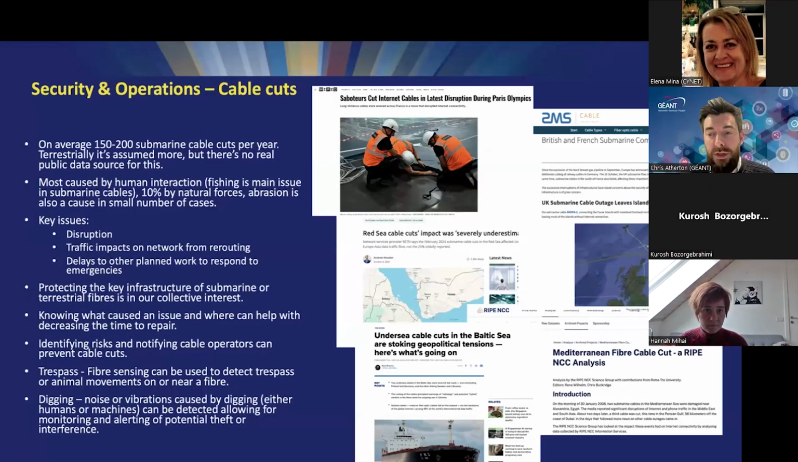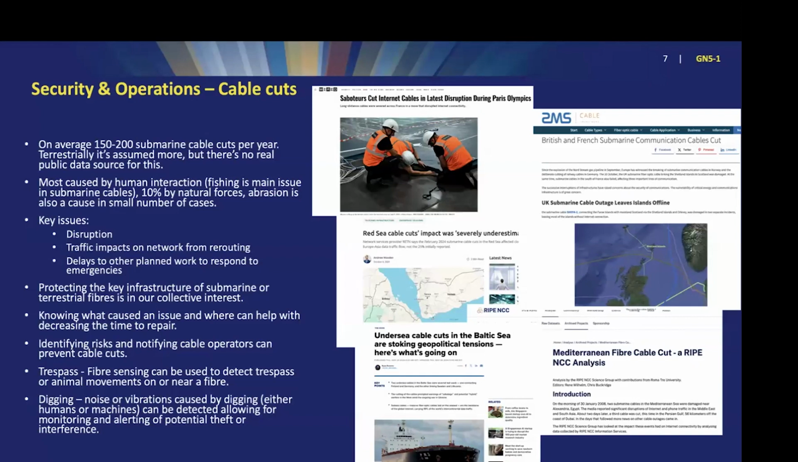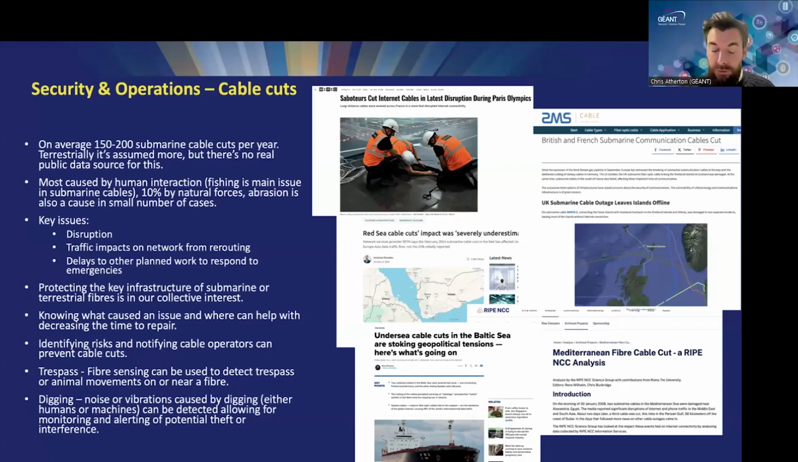This at the moment seems to be the hot topic that everyone's concerned about, especially since we've had a number of cable cuts in the Baltic Sea recently. For submarine cables, on average, there's about 150 to 200 submarine cable cuts per year. A large proportion of those are attributed to fishing. So it's human activity. It's not sabotage. It's just general activity that we as human beings have in the ocean. Sabotage is a very, very small proportion of those cable cuts.